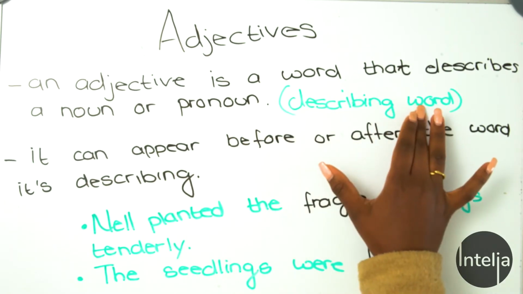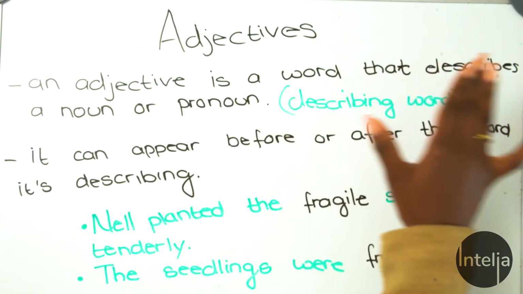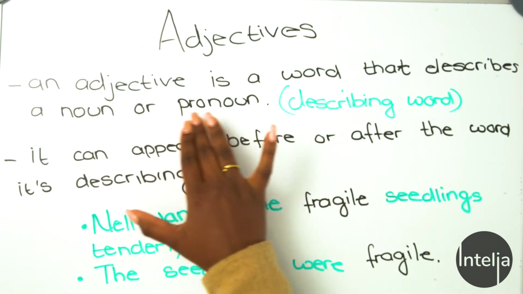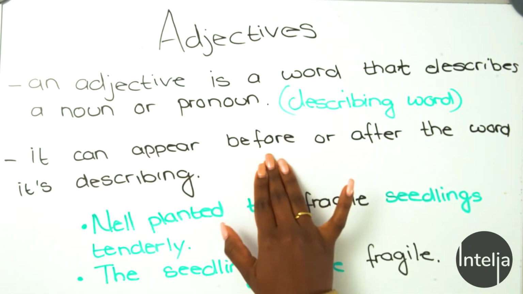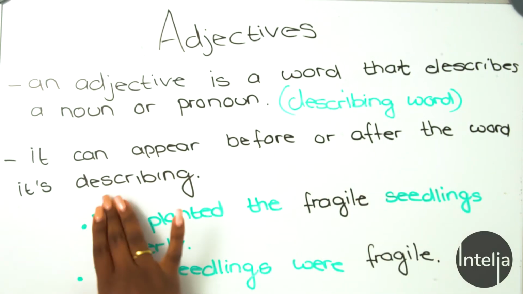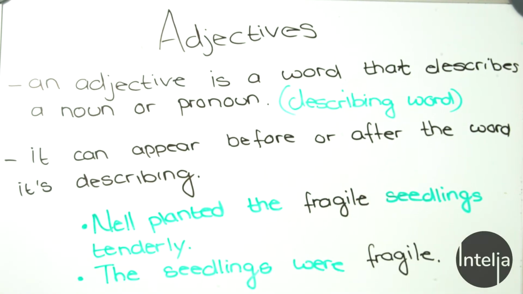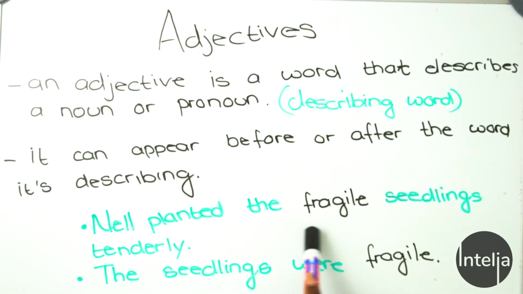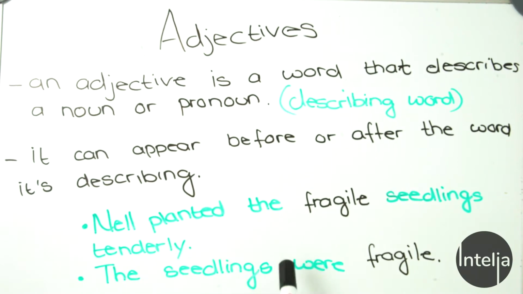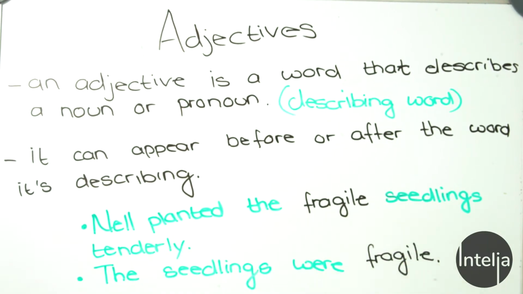So remember, we said an adjective is a describing word because why? An adjective is a word that describes a noun or a pronoun, and it can appear before or after the word it's describing. So let's look at an example. Now planted the fragile seedlings tenderly. The seedlings were fragile. So, out of the first sentence, what do you think is our noun?